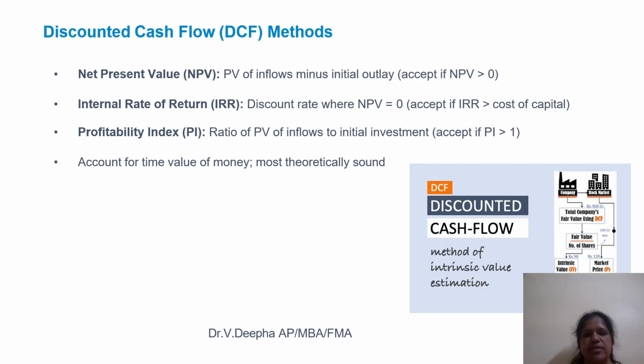and profitability index. Net present value is the present value of inflow minus the initial outlay. Internal rate of return is the discount rate where net present value equals 0. Profitability index is the ratio of present value of inflow to initial investment. These account for the time value of money, and are theoretically very effective for cash flow.